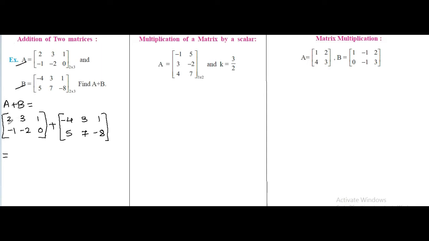Corresponding elements means the first element will be added to the first element, the second element will be added to the second one, and the third element will be added to the third one, and so on. So that will be 2 plus -4, next 3 plus 3, next 1 plus 1. Now the second row, that will be -1 plus 5, -2 plus 7 and 0 plus -8.